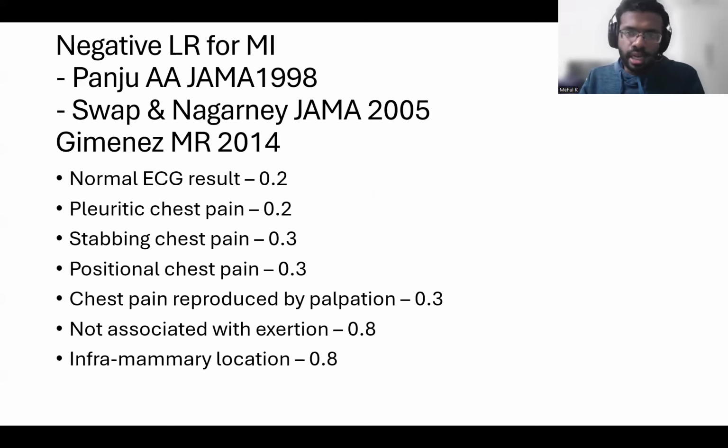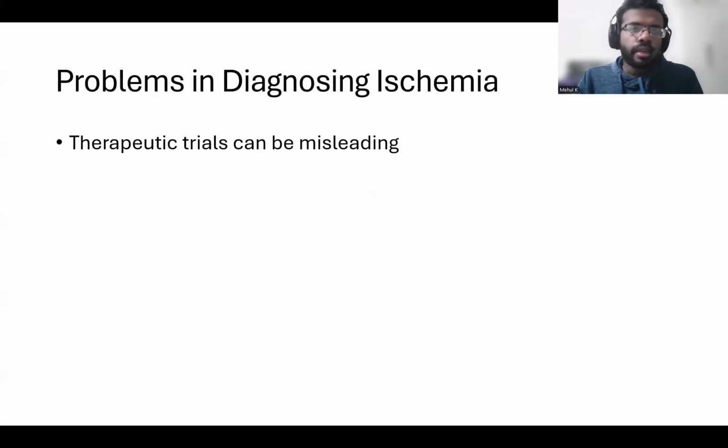Things that can actually help you decrease the risk of ACS: basically, a normal ECG, pleuritic type of chest pain, and positional type of chest pain, where chest pain changes with different postures. Obviously, that again points towards a musculoskeletal cause of chest pain.